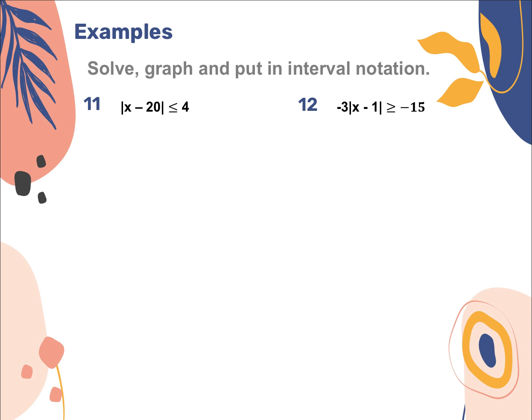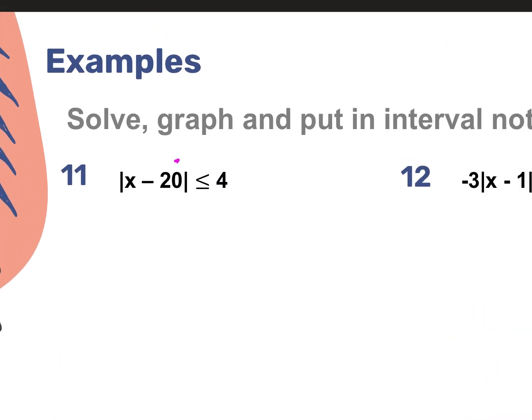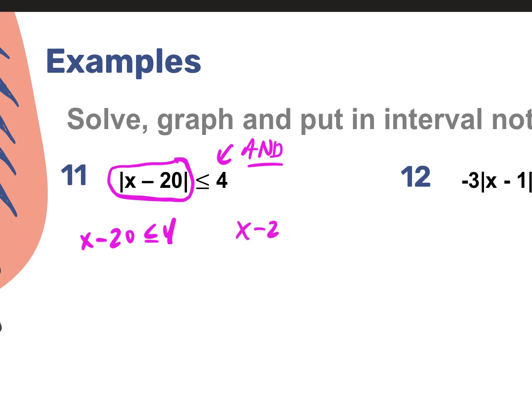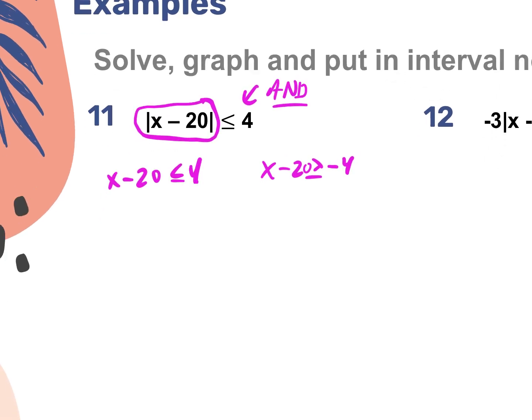All right, let's look at number 11. Okay, isolate. Is it by itself? All right, what is my graph going to look like here? That says the absolute value of x minus 20 is, does that say greater than or equal to or less than or equal to? This is an and statement. I know it's and because it's less than, okay? So let's go ahead. x minus 20 less than or equal to 4. x minus 20 greater than or equal to negative 4. Agreed? Okay. So I'm going to add 20 to both sides.